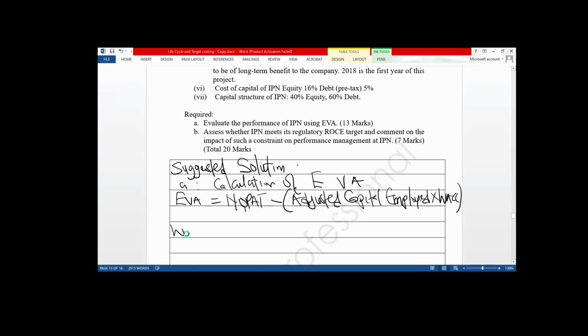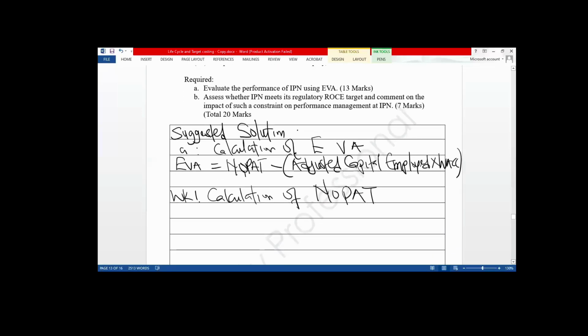So my working one, calculation of NOPAT. Now remember, you are going to calculate for the most recent year. In this case, we are going to deal with 2018. Go to the financial information, please. Pick the profit after tax for 2018. Supply the figure, please.